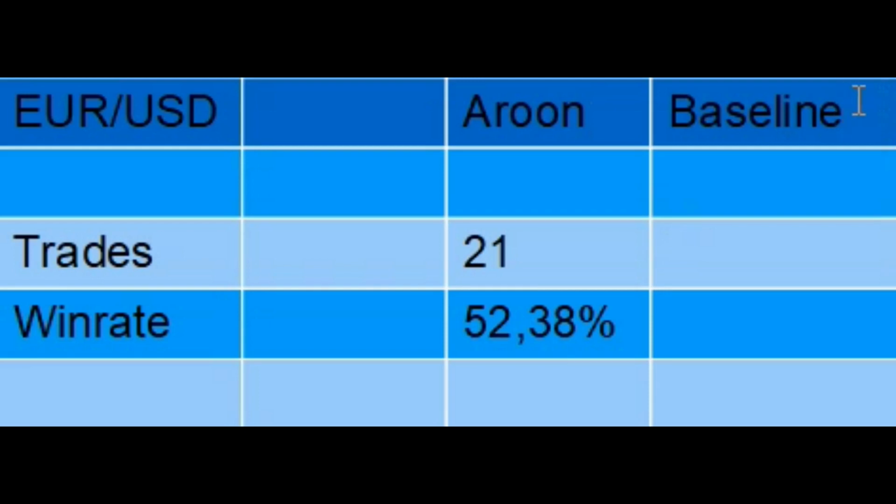So with the baseline, with the moving average, we had a total of 8 trades and a win rate of 62.5%. So guys, as you can see, by adding a simple baseline, a second indicator to our system, we increased our win rate by more than 10% just by adding a baseline.